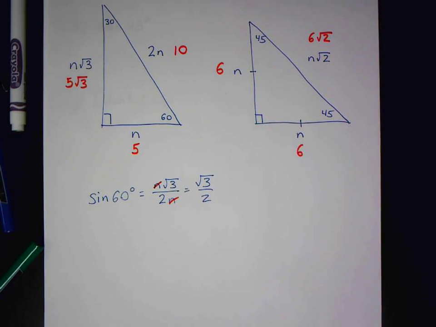So that's part of the reason why we introduced the special right triangles, is because it's an easy way to show that trig does not depend on the size of the triangle, because it has to do with ratios. The ratio remains constant.